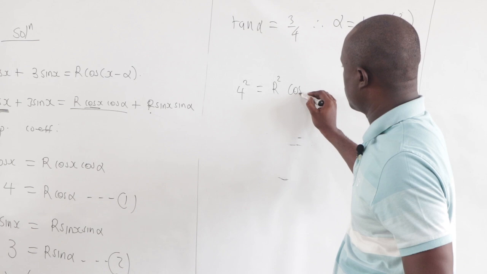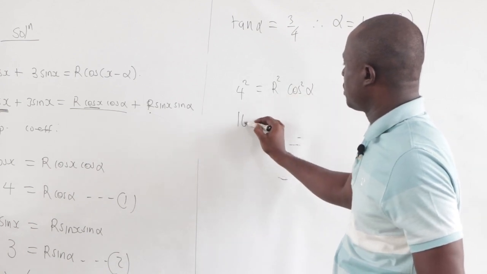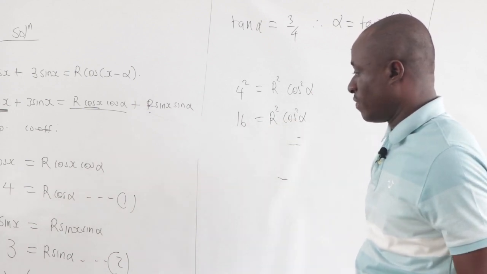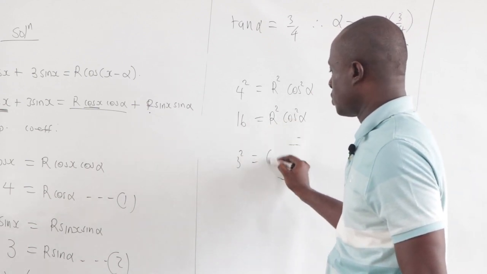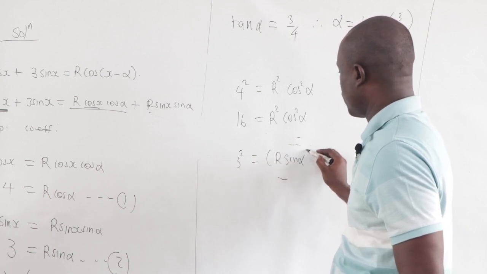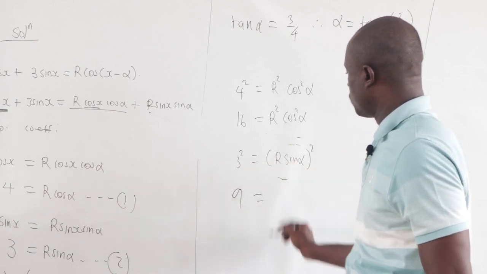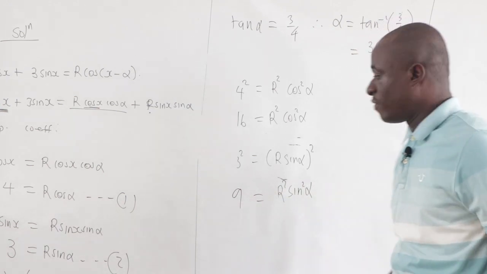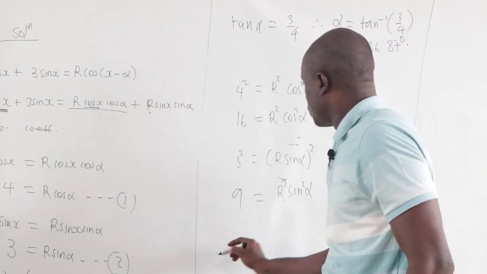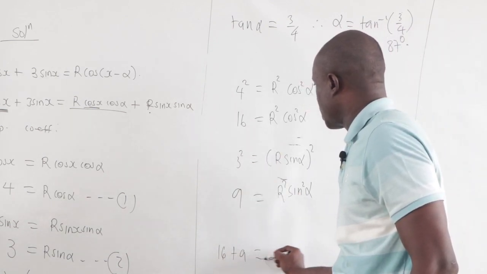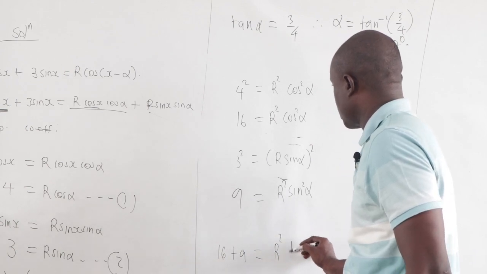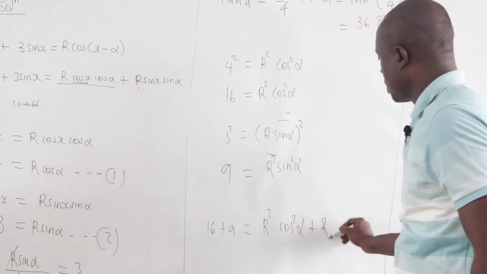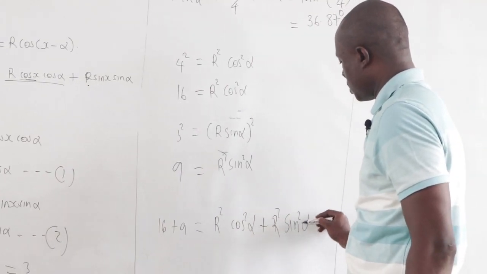cos squared alpha. And this is just 16 equals r squared cos squared alpha. And then squaring the second, you have 3 squared equal to r sine alpha all squared. So you have 9 equal to r squared sine squared alpha. Clearly adding these two, you can say 16 plus 9 will be r squared cos squared alpha plus r squared sine squared alpha.